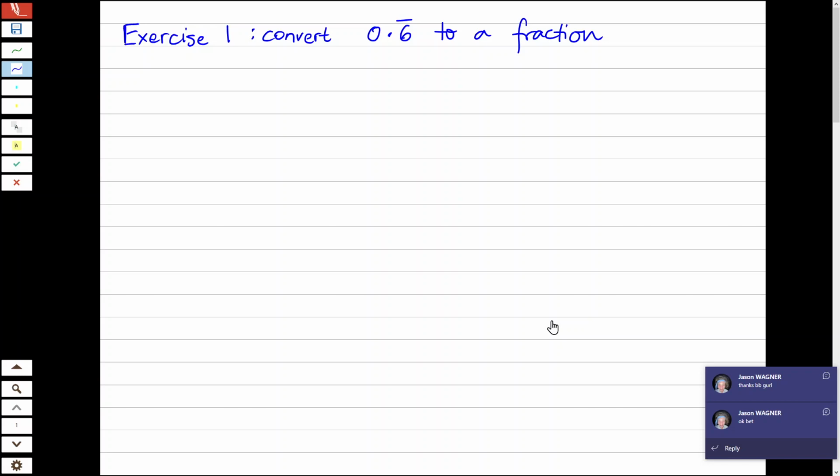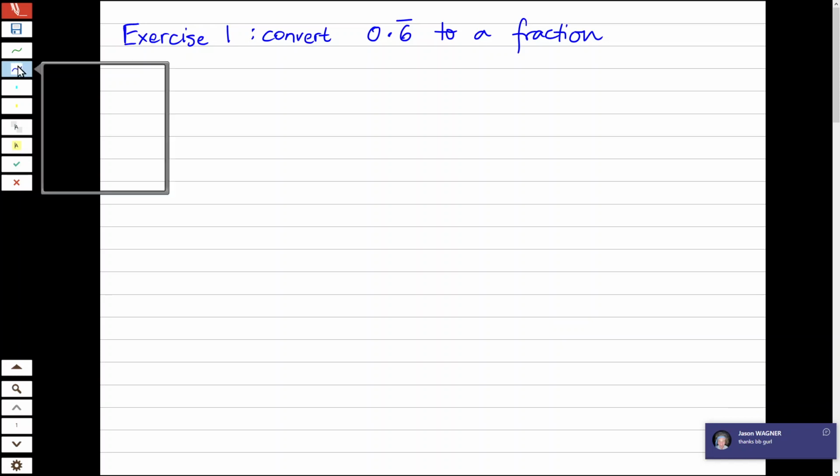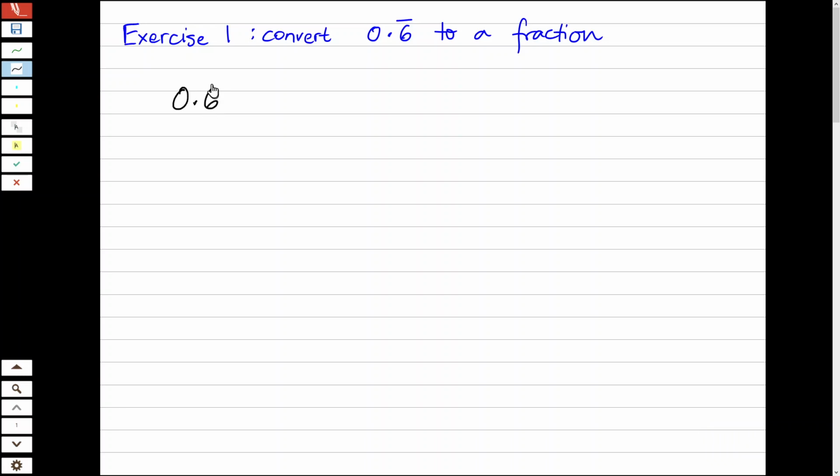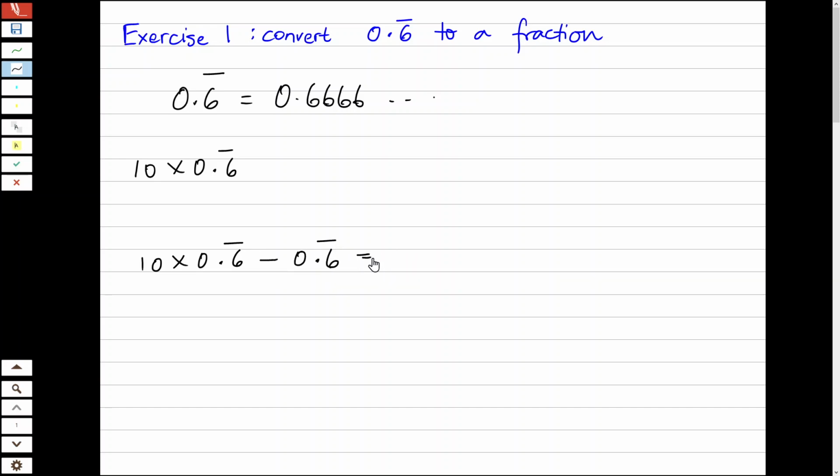Would anyone like to explain to me how we convert 0.6666 going on forever to a fraction? Timesing it by 10. So times it by 10. 10 times 0.6 recurring is 6.6 recurring, then minus 0.6 recurring equals 6.